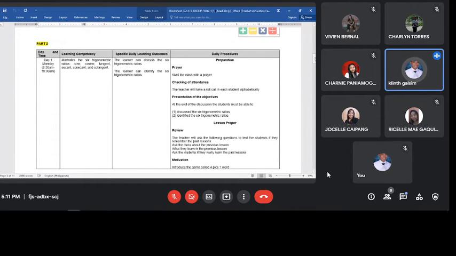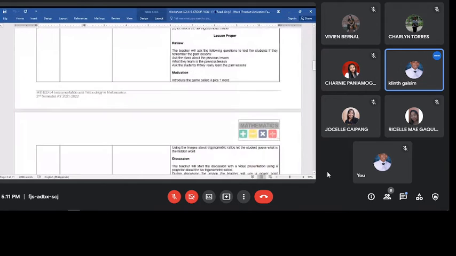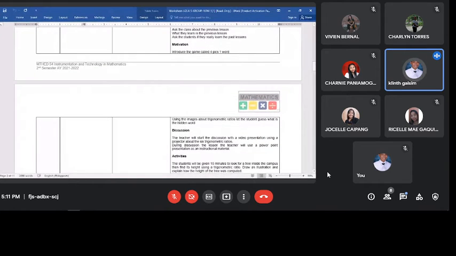For our lesson, we will have a review. The teacher will ask the following questions to test the students if they remember the past lessons. The teacher will ask the class about the previous lesson, what they learned in the previous lesson, and ask the students if they really learned the past lessons. For motivation, we will introduce the game called 4 Picks 1 Word. Using images about trigonometric ratios, let the students guess what the hidden word is.